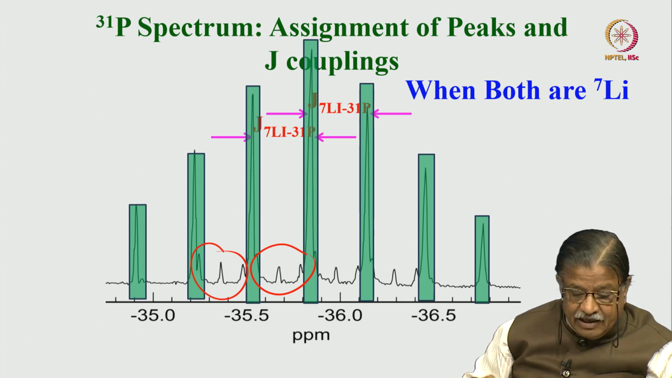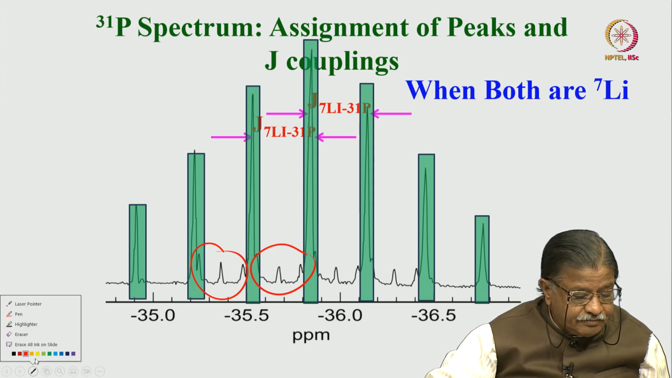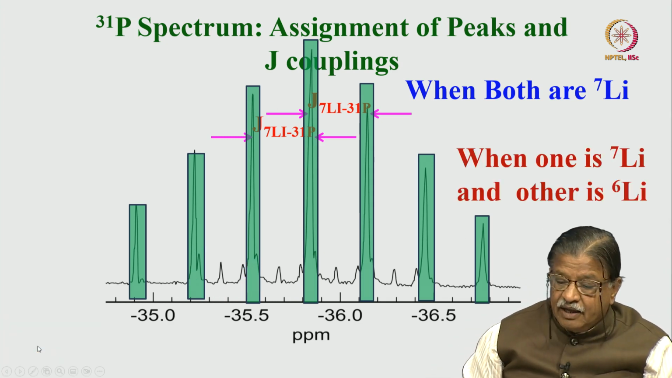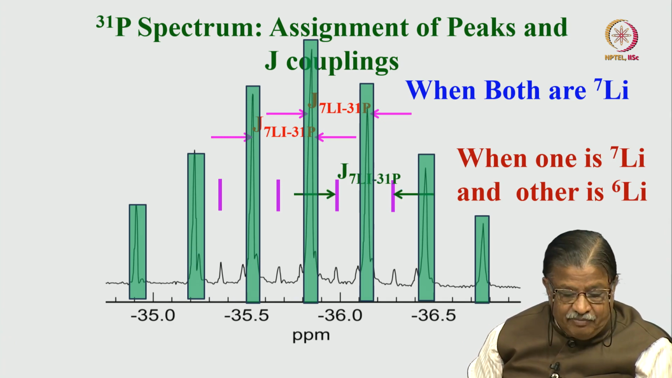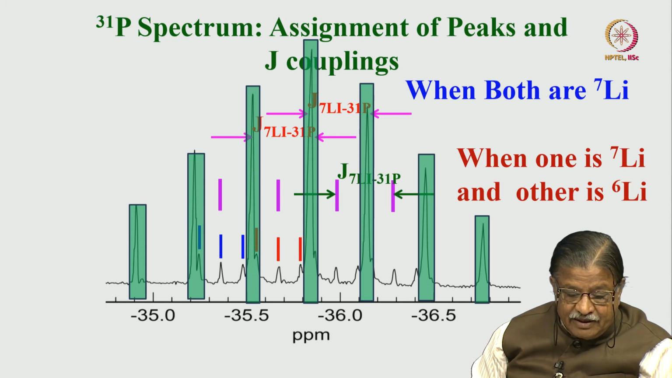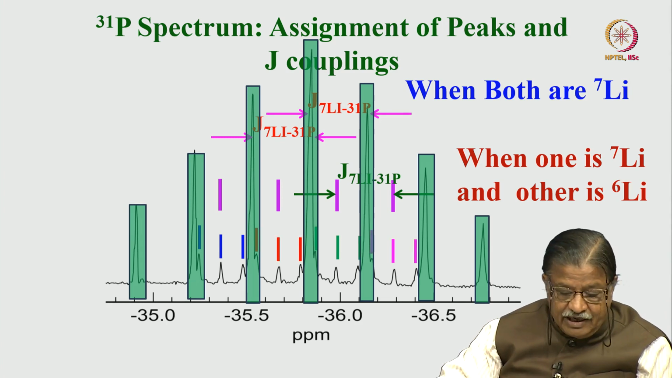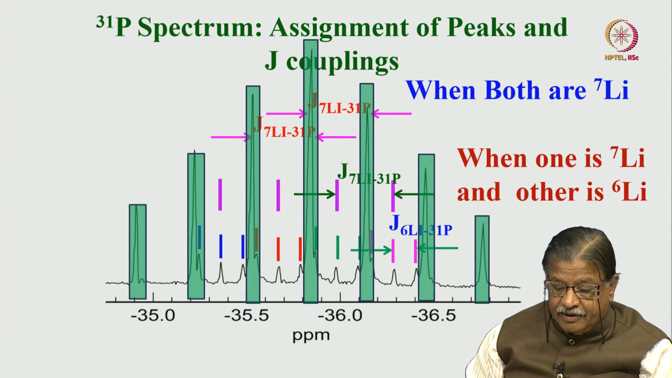Now we start looking at this peak, start looking at this one. When one is lithium 7 and the other is 6, first it will be a 4 line pattern and each line is split into 3 like this, you see. But unfortunately some are overlapped and you do not see it.